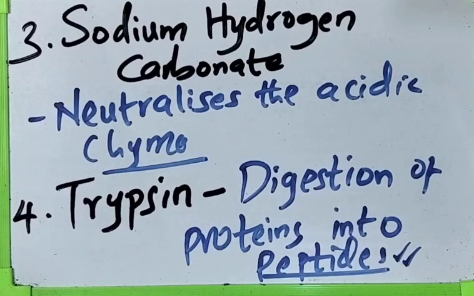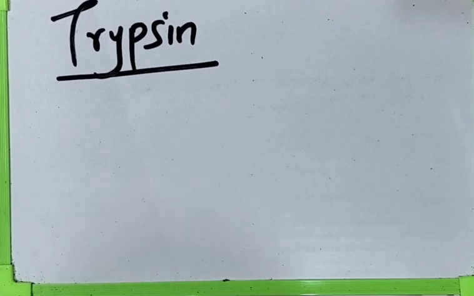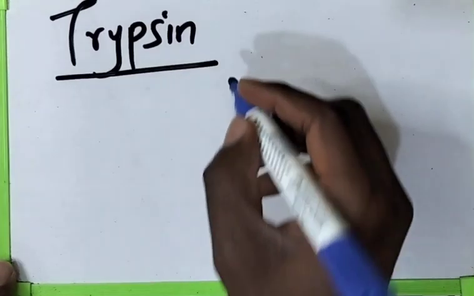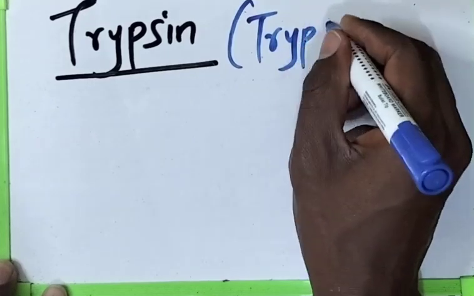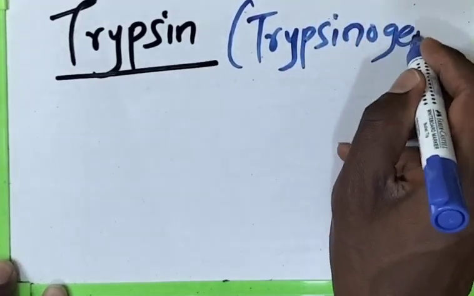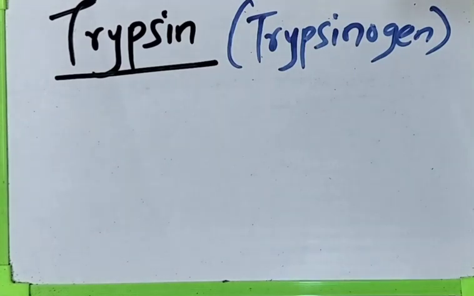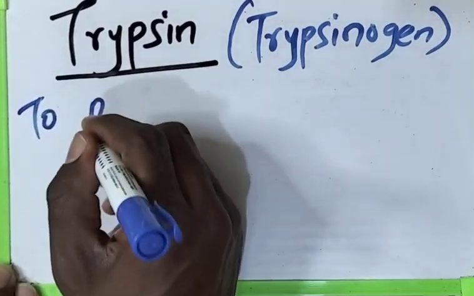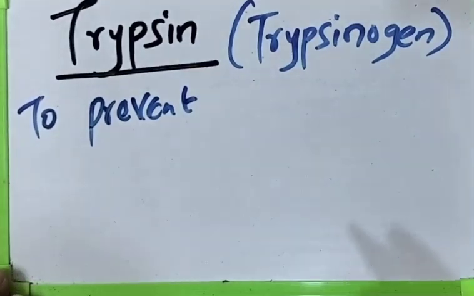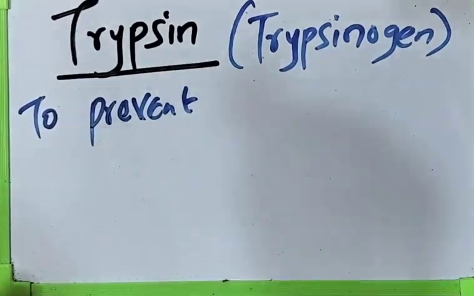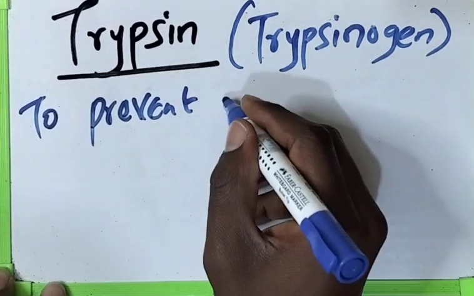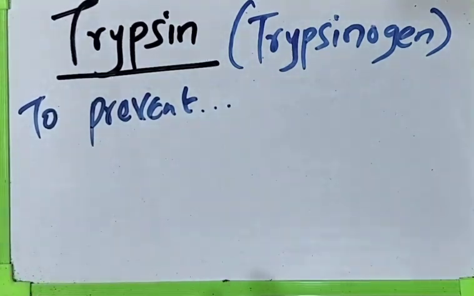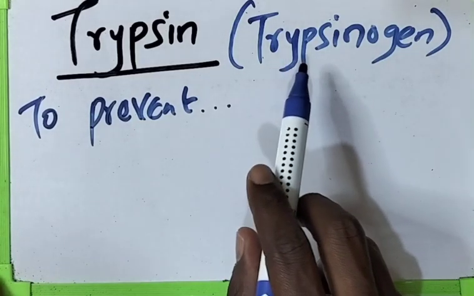If we can say something more about trypsin, it is a very important enzyme, and it is produced in its inactive form, trypsinogen. The inactive form of trypsin. The reason why it is produced in its inactive form is to prevent it from digesting the soft tissues of the digestive tract. So it has to be produced in its inactive form, trypsinogen.